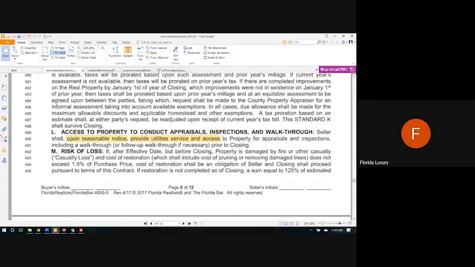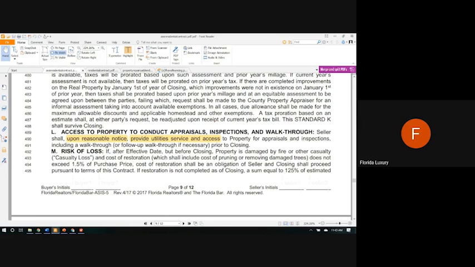This is another one. Access to the property to conduct appraisals, inspections, and walkthrough. The seller shall, with reasonable notice, provide utility service and access. Utility service, the electric and the water, right? Your buyer goes in and wants to have an inspection, the power's not on. Whose responsibility is it to have the power on? The seller's obligation. It says right there.